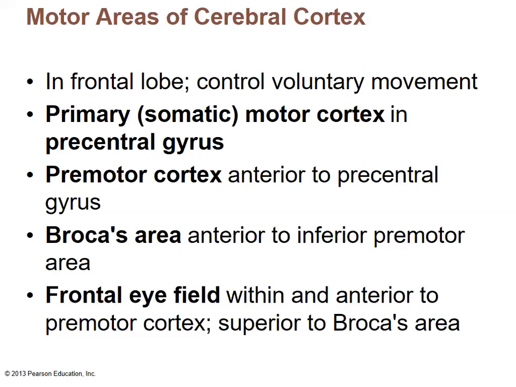Number 4, which fissure separates the cerebral hemispheres? It's B, longitudinal fissure. Number 5, the shallow groove on the surface of the cortex is called a blank. The correct answer is A, sulcus. And number 6, loss of the ability to perform skilled motor activities such as playing a piano with no paralysis or weakness in specific muscles might suggest damage to blank. The correct answer is B, the premotor cortex.